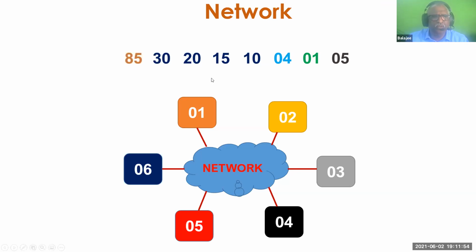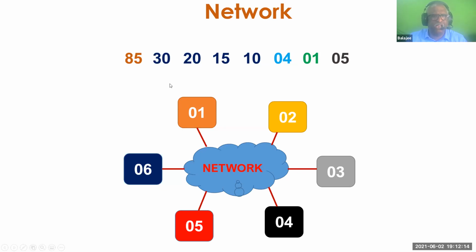Then we have a 85. Am I right? What is 85? It's a sum. You total everything. 30 plus 20 is 50. 50 plus 15 is 65, 75, 80, and 85.